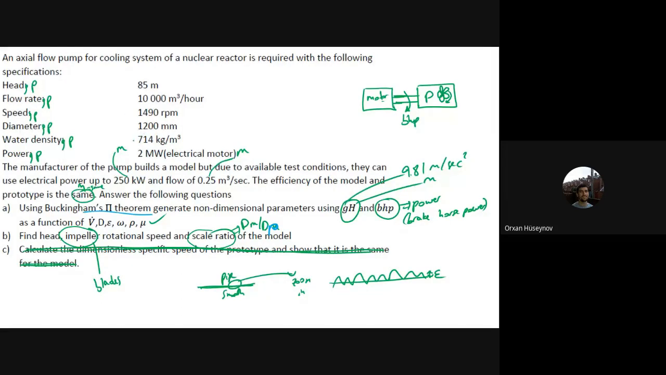There are some variables. For example, the flow rate is given, so you can convert it into meter cubed per second by dividing by 3600. And this one, you can convert into SI units: you multiply by 2 pi and divide by 60. And this one is 1.2 meters. And this one is the density of the prototype. And this one is the power of the prototype, which is 2000 kilowatts, or 2 million watts. And this one is for the model, and this one is for model 2.